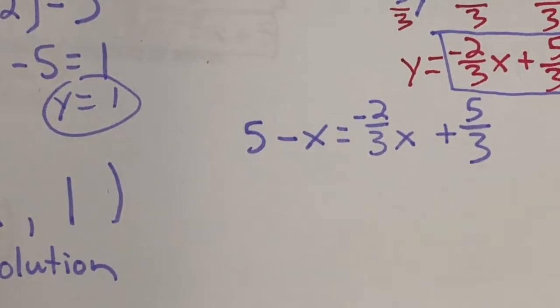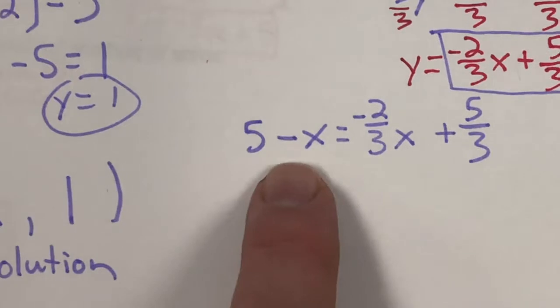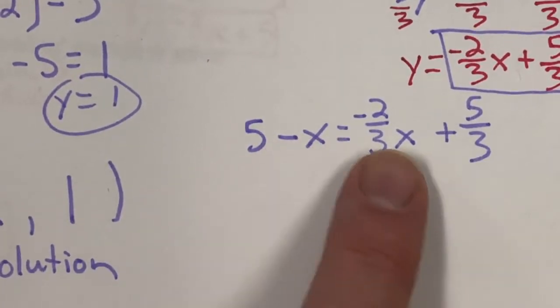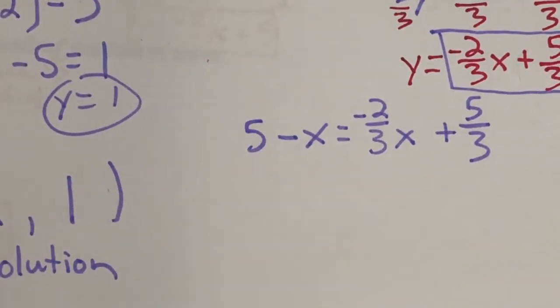I mean, if you're good at adding fractions, I could even change this 5 into something over 3. If you think about how many thirds go into a whole, there's 3 thirds in a whole, right? So 5 would actually be 15 thirds. If that makes it easier, you could always do something like that to work with thirds. If not, we'll move all our x's to one side.